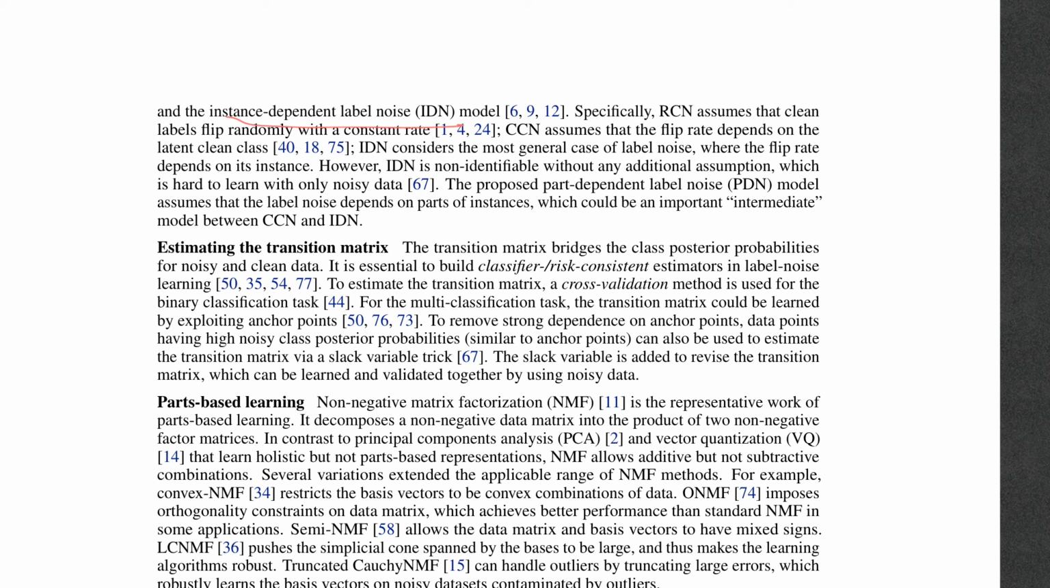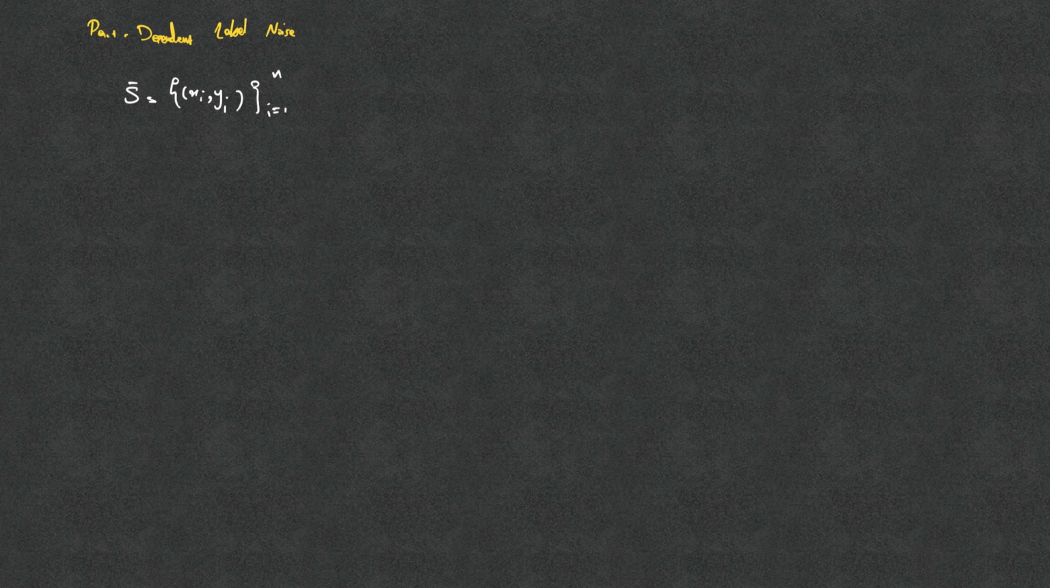Given that the problem of finding out the IDN without any additional assumption is hard, they proposed this part-dependent label noise, and they mentioned that it is somewhere between the class-conditional noise and instance-dependent noise. Let's say S bar, which is a set of (xi, yi) tuples, be the training dataset, which does contain instance-dependent noise.